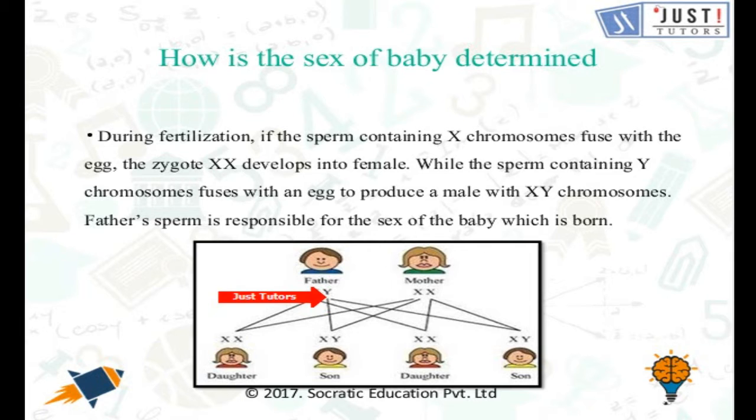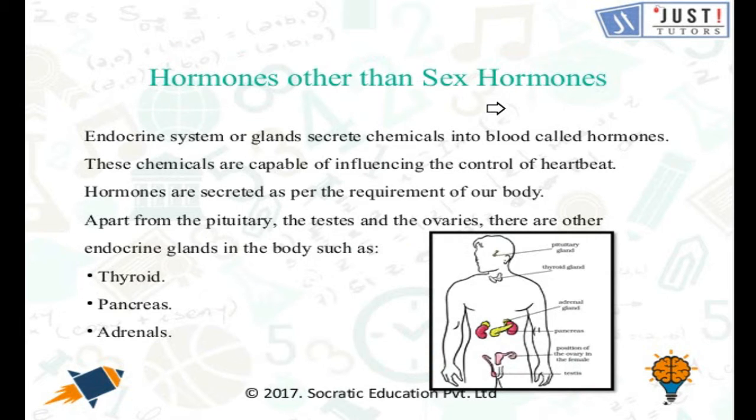Now when we talk about hormones other than the sex hormones, endocrine system or glands secrete chemicals into the blood called hormones. These chemicals are capable of influencing the control of heartbeat. Hormones are secreted as per the requirement of the body. Apart from the pituitary gland, which we revised in the previous video, and the testes and the ovaries, that are the sex hormones, there are other endocrine glands in the body such as thyroid, pancreas, and adrenals. So let's have a look at the other hormones.